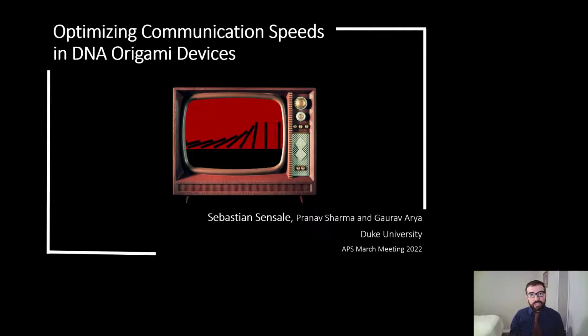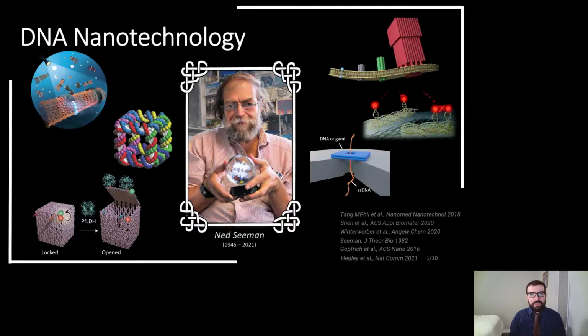My name is Sebastian Sensale. I'm a postdoctoral fellow at Duke University, and I'll tell you about the work my collaborators and I have done related to how to optimize communication speeds in DNA origami devices.